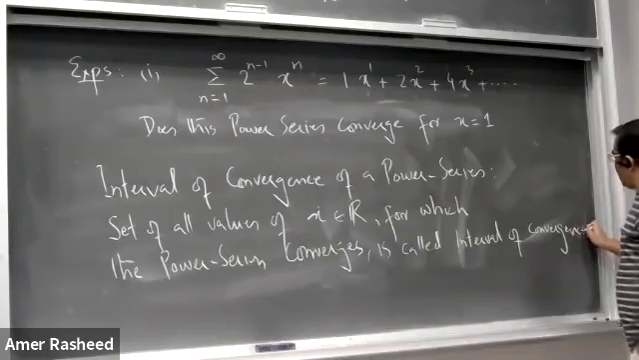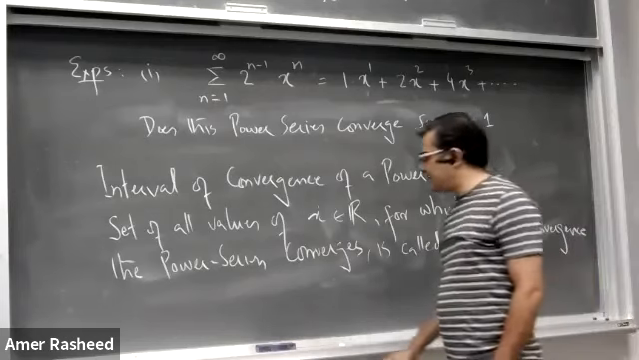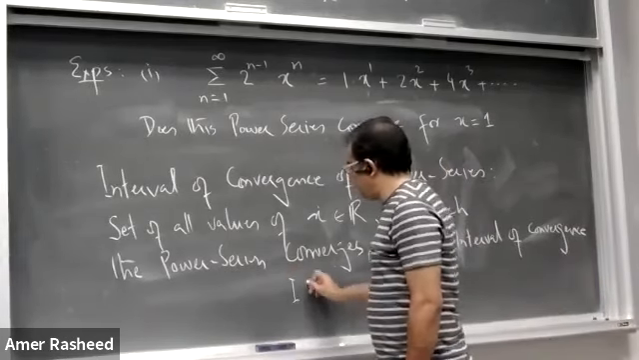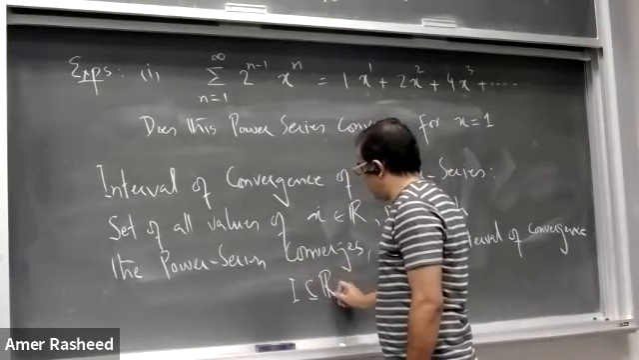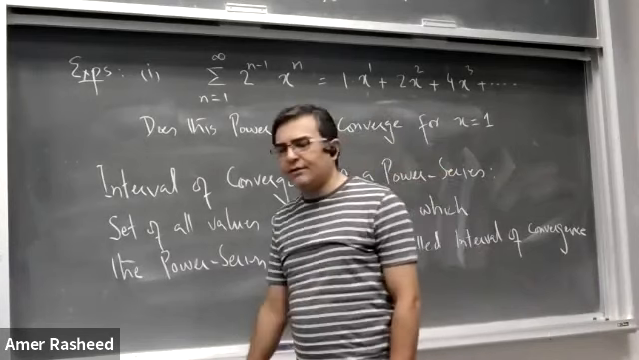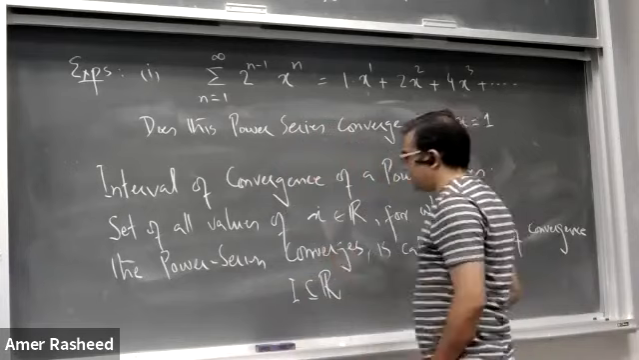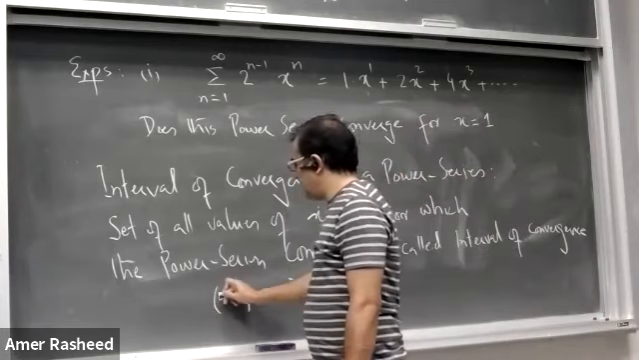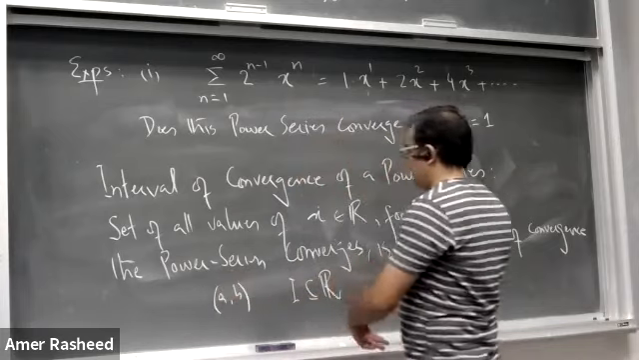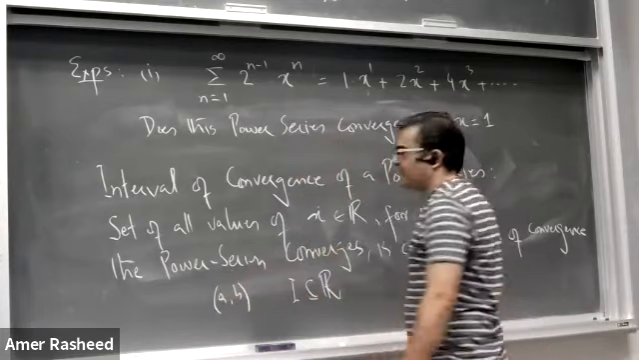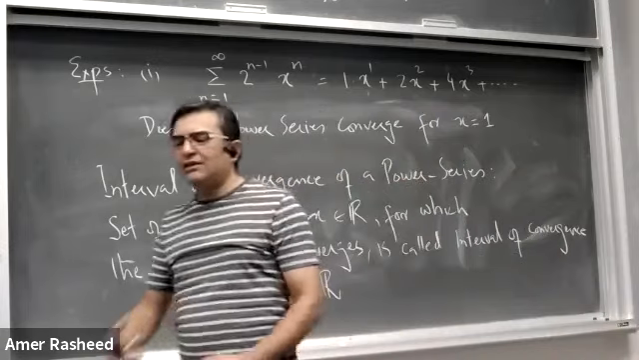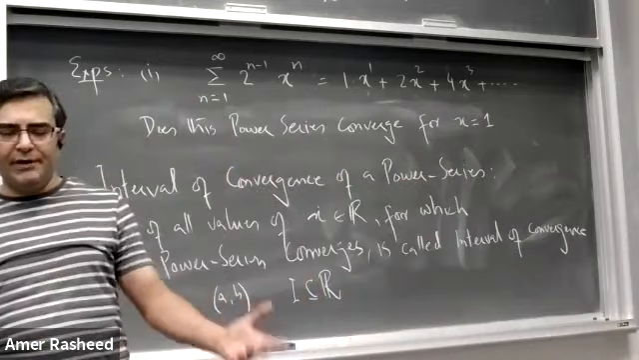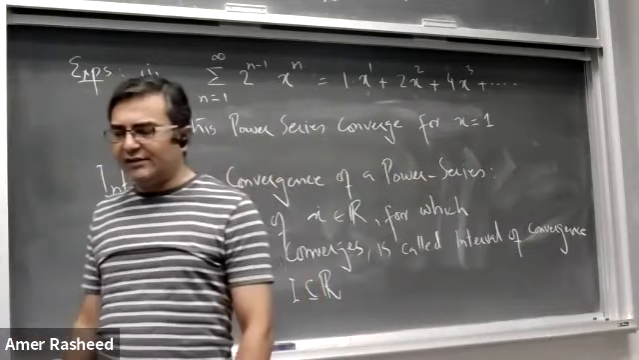That interval of convergence could be a subset of R, the set of real numbers. The interval of convergence could be some interval (a, b), where a and b are real numbers. In some situations, the whole set of real numbers R could be the interval of convergence as well.